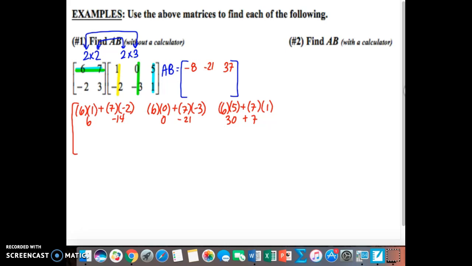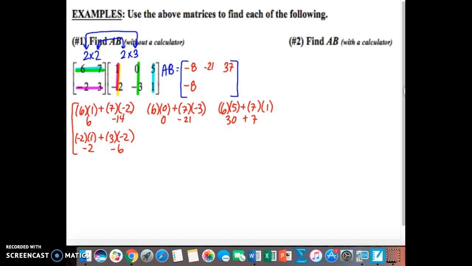So now to find the second row, first column, we'll be taking the negative 2, 3, multiplying it by the first column, 1, negative 2. So we'll be taking negative 2 times 1, adding that to 3 times negative 2. Negative 2 times 1 is negative 2. 3 times negative 2 is negative 6. So the bottom left entry will be a negative 8.